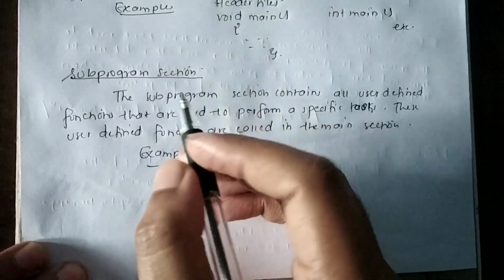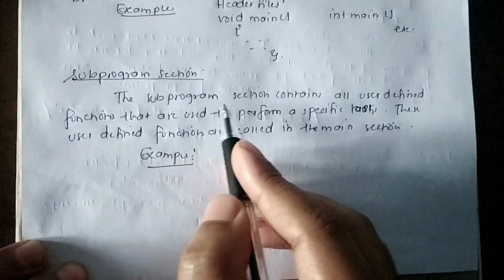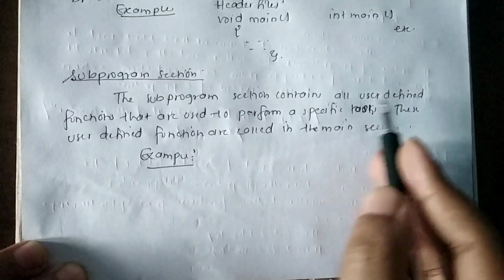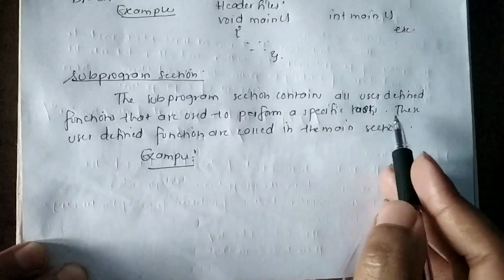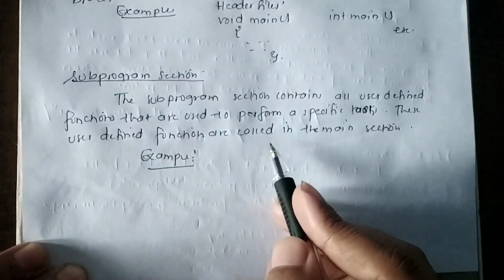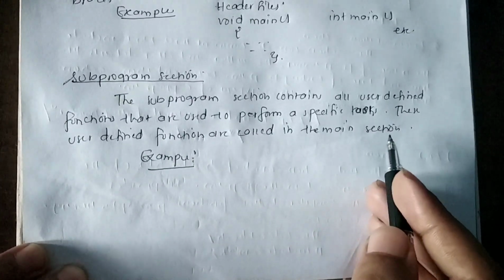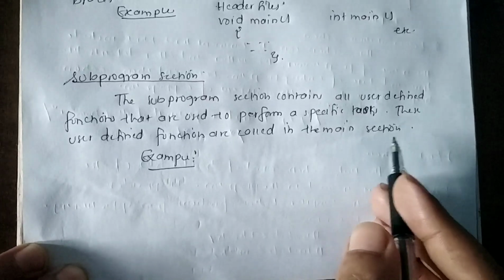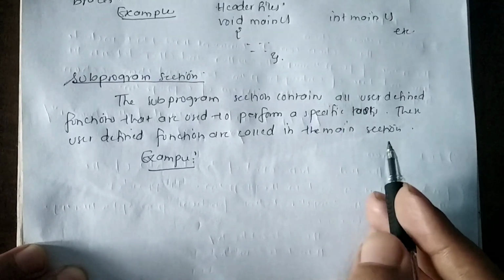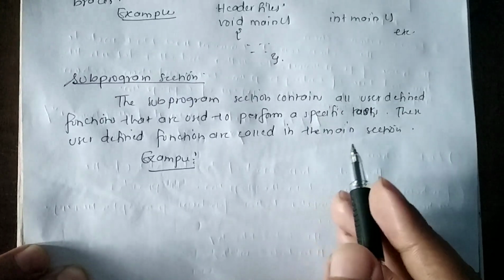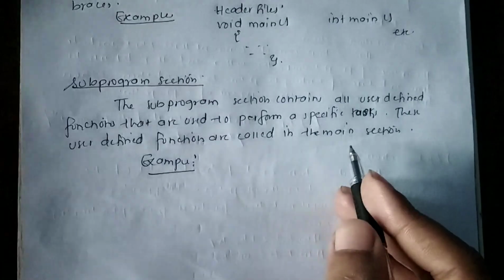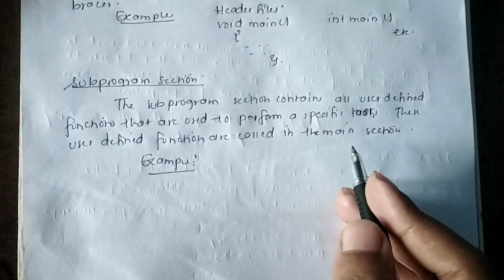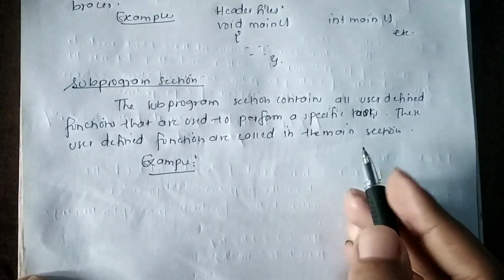At last comes the subprogram section. The subprogram section consists of all the user-defined functions that are used to perform specific tasks. These user-defined functions are called in the main section. The subprogram section may be optional. Only while we are creating a user-defined function will we write the subprogram section.